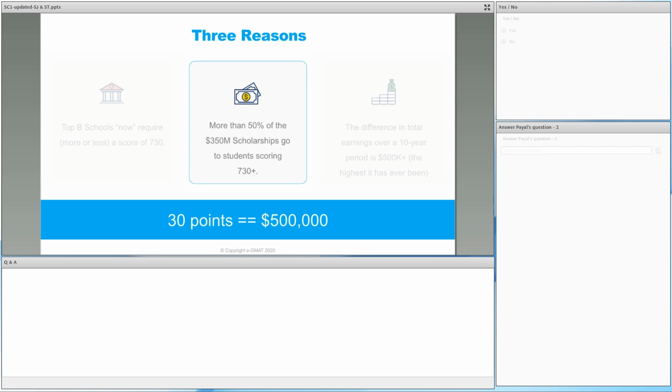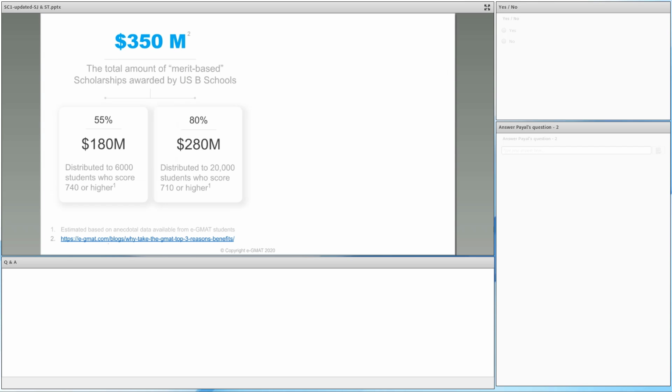So we collect a lot of data pertaining to what scholarships students are getting with respect to their scores. And I've talked about this, right? That a lot of people who score above 730 on the GMAT essentially get a good amount of scholarship. So let's talk about this in a bit more detail. If you do the math here, and we have already talked about that 55%, that is almost half, is somewhere around $180 million, and they are distributed to about 6,000 students who score.